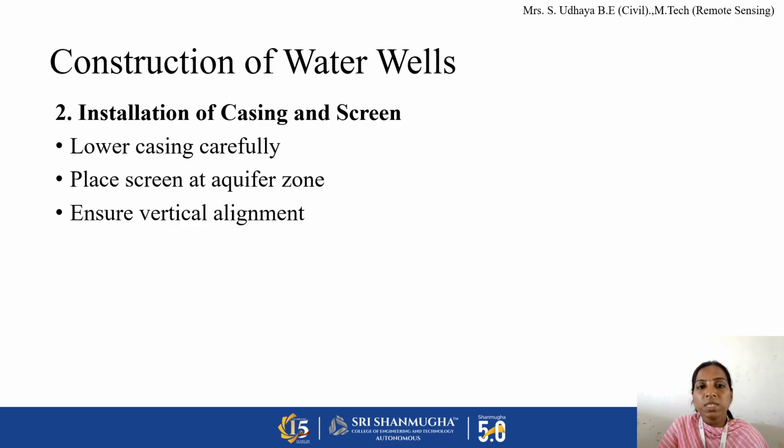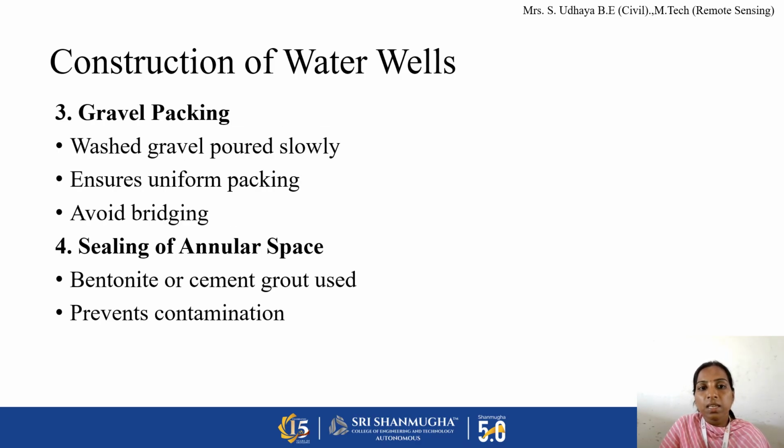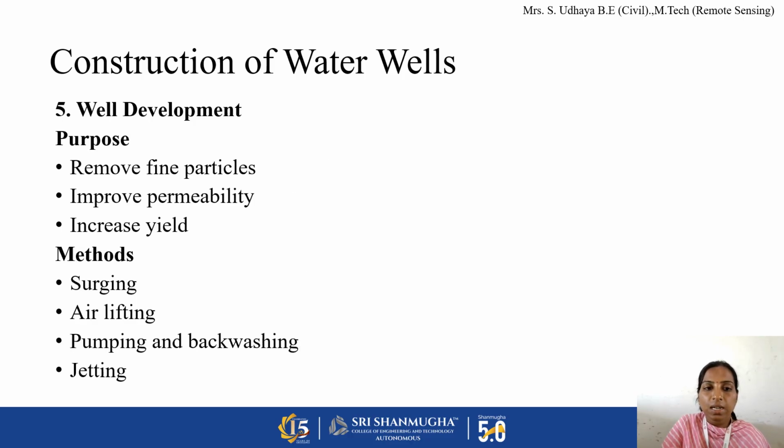Then after drilling, we have to install the casing and screen. We have to lower the casing carefully. Then after lowering the casing, we place the screen at the aquifer zone, ensuring vertical alignment. Then gravel packing. Washed gravels are poured slowly between the casing and the well bore, and we have to ensure uniform packing of the gravels. Gravel packing is provided in order to avoid bridging between the casing and the well bore. Then sealing of the annular space. We have to seal the leftover space between the casing and well bore. Bentonite or cement grout is generally used in order to prevent contamination.